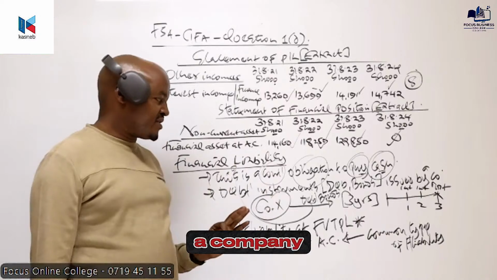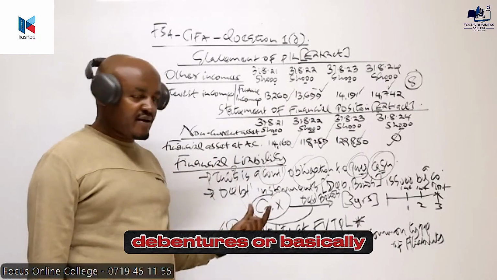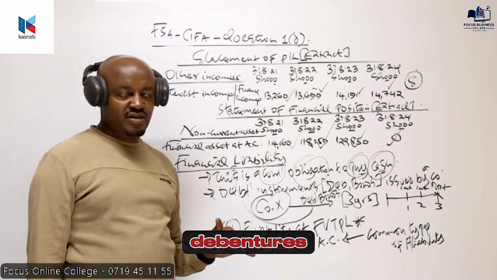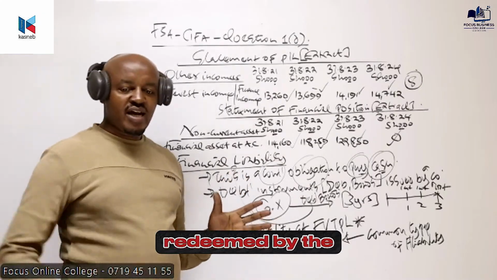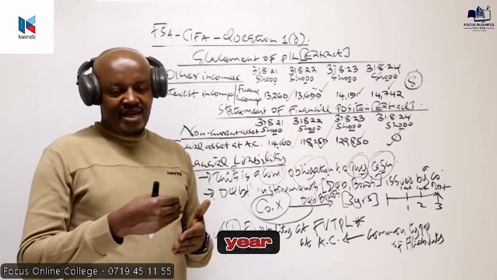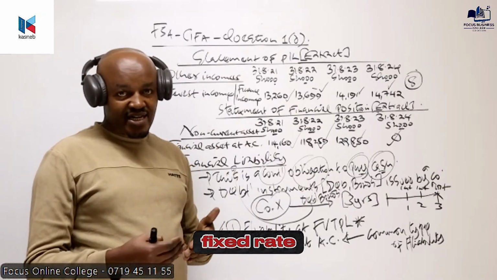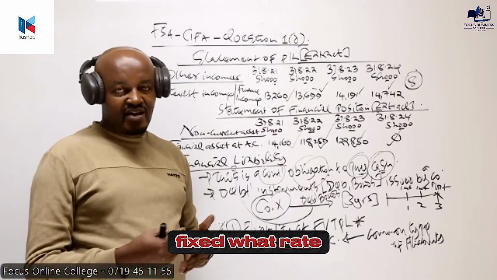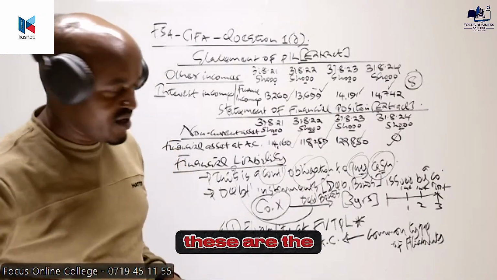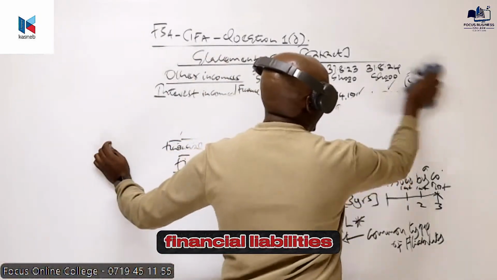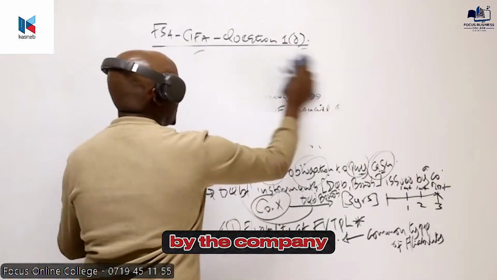A fixed rate means, for example, you can be told a company issued debentures or bonds having a life of 3 years. Having a life of 3 years means that those debentures or bonds can only be redeemed by the company at the end of the 3rd year. Can only be redeemed by the company at the end of what? The 3rd year. They have a fixed life. So that's why we are saying that these are the common type of financial liabilities, which are issued by the company.